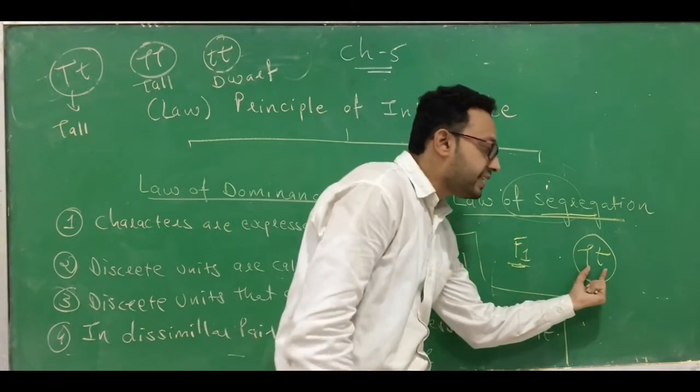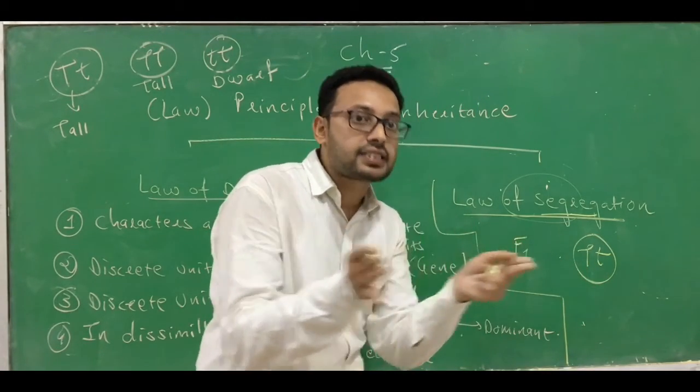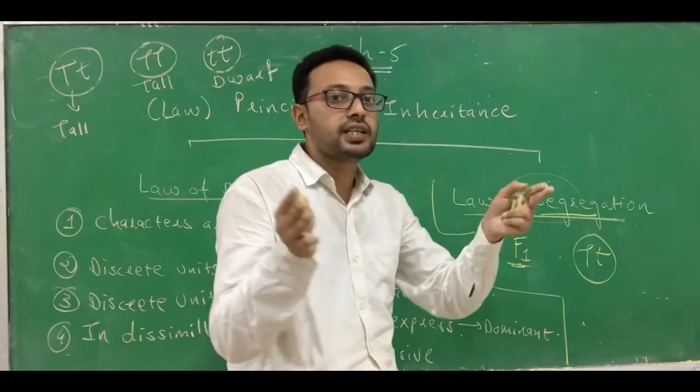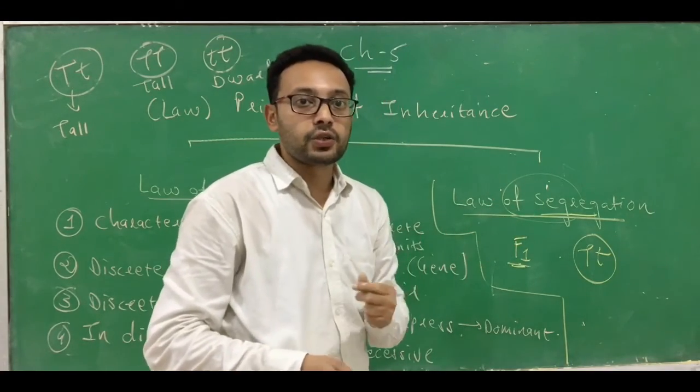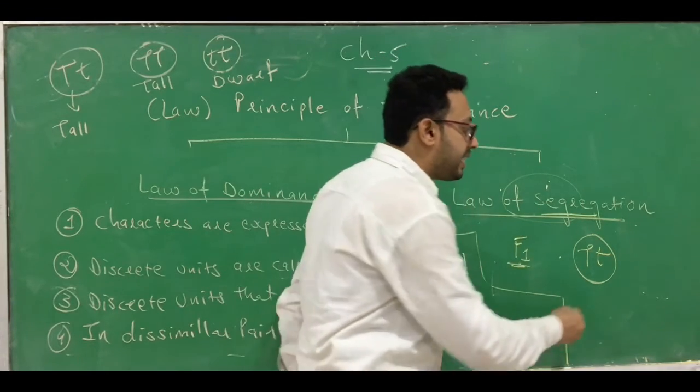That means when these two dissimilar characters are together, they don't get mixed or blended. They remain segregated. They remain separated. And each gamete gets one of them.